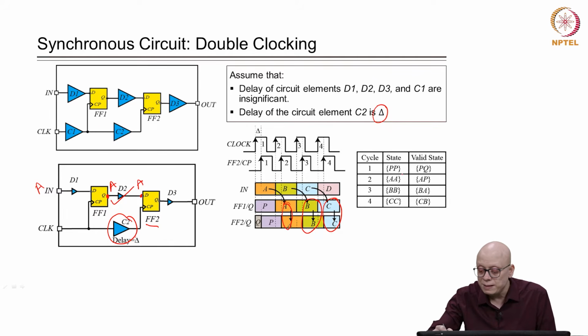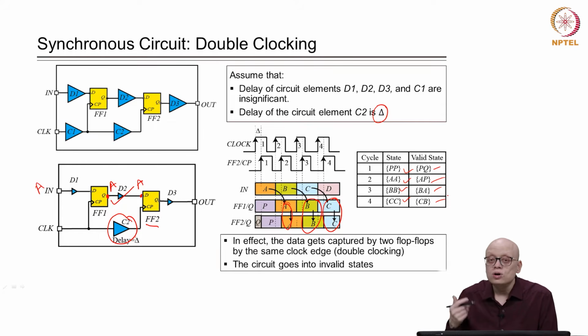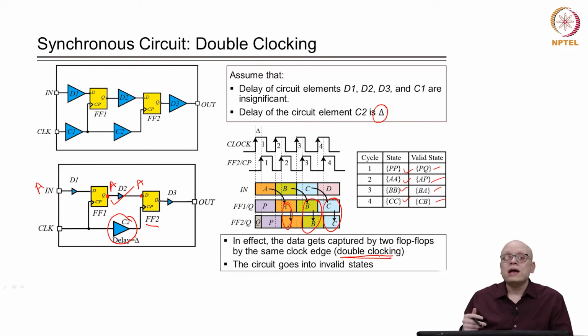So, the states will be PP, AA, BB, CC for this case, while the valid states were what we saw in the synchronous circuit. So, now the circuit has gone into a wrong state. So, in effect, the data gets captured by two flip flops by the same clock edge, and therefore, we call this scenario a double clocking scenario. So, this scenario is known as double clocking, and the circuit goes into invalid states. So, we need to avoid this.